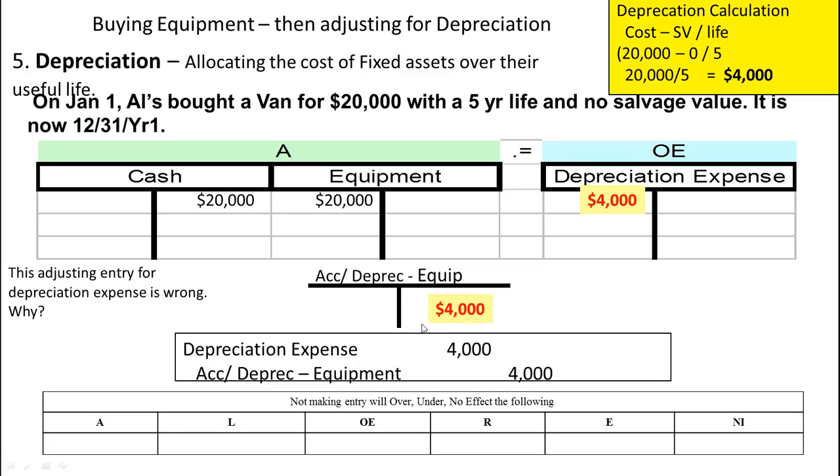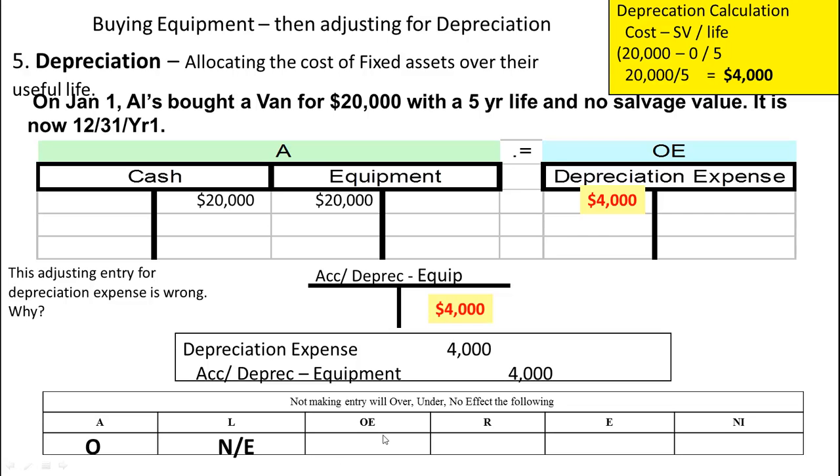So anyway, back to this. If you don't make this entry, what's going to be wrong with assets? And by the way, this is a contra asset, which means that if you don't make this entry, the assets will be overstated by, in this case, $4,000. So if you don't make the entry, assets are overstated. Liabilities: there's no liability involved in this. There's an asset, contra asset, whatever, and an owner's equity slash expense account. So liabilities will be not affected.